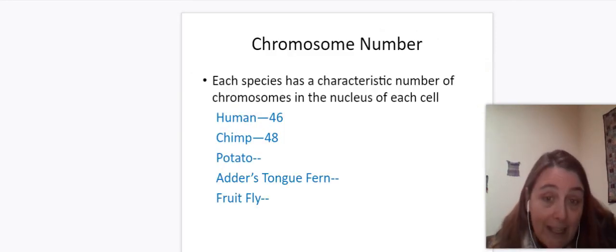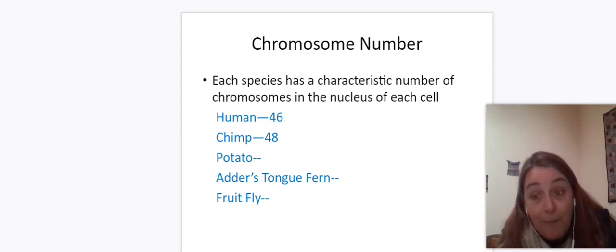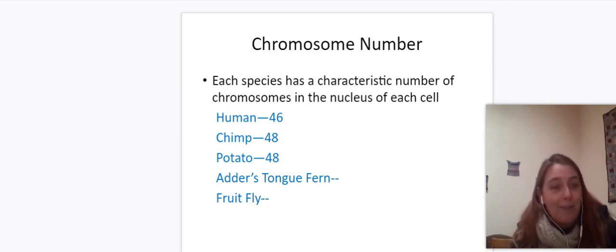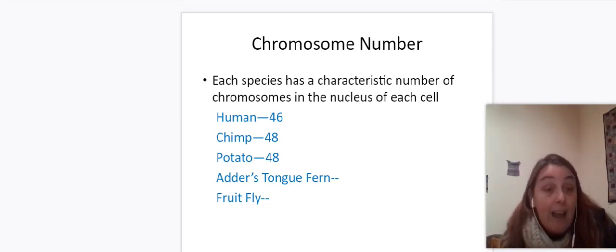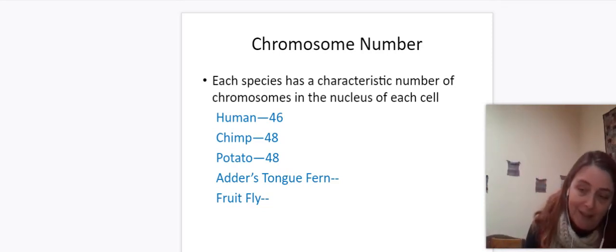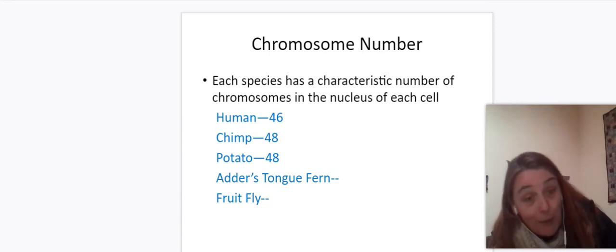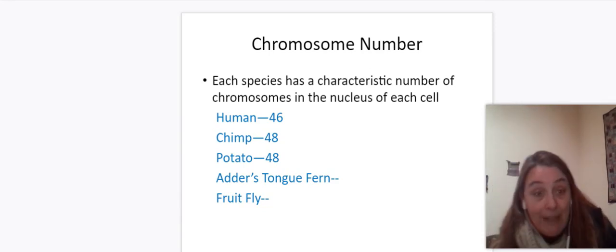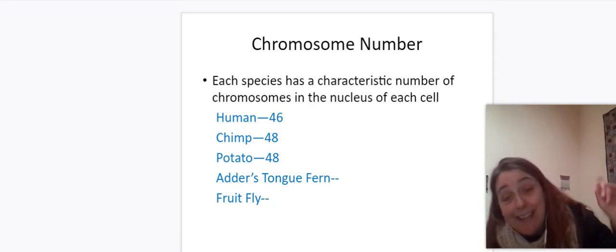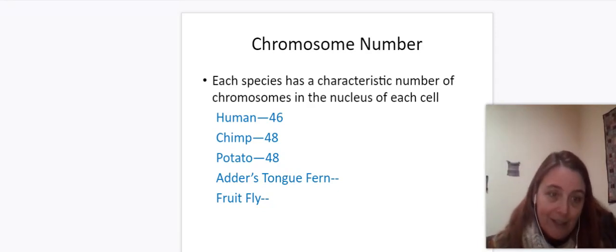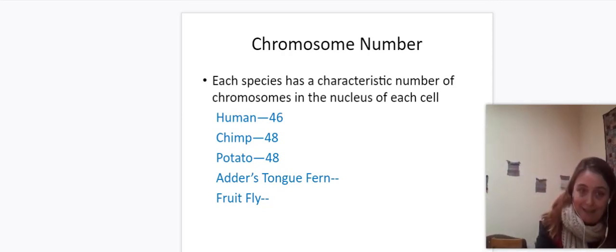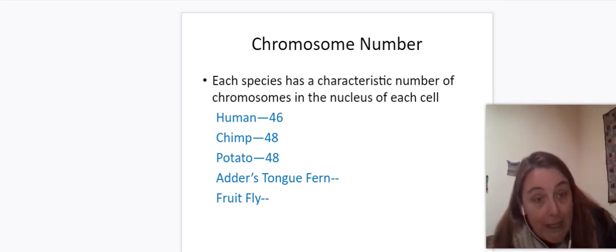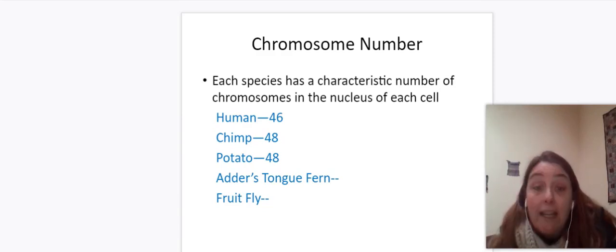A chimp has 48. And just to bring that point home, a potato has 48. So if you take every cell of a potato plant and you squash it and look in the microscope, it'll have 48 chromosomes. Now, nobody should think that a potato is actually simpler than a chimp or you or me, because they can make their own food doing photosynthesis, which means they have even more complexity to their cells and need more genes for that we don't have. But that aside, okay, there are 48 chromosomes in a potato plant cell, every single cell of its body.